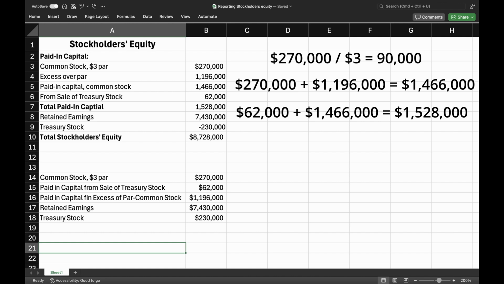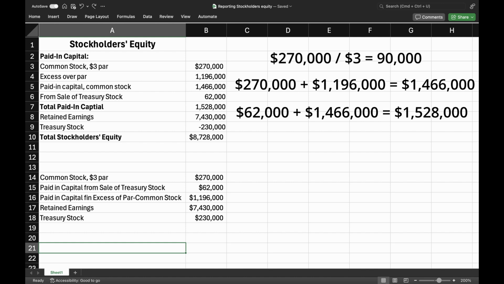Underneath the total paid-in capital, you have the retained earnings account, and from the information given, we know that the balance of this account is $7,430,000. Underneath this is the treasury stock account, and we have also been given the balance of this account, and it is $230,000. However, this balance is negative, as some form of debt is always used to pay for the stock that is reacquired into the treasury stock account. Because of this, an entry that diminishes equity is required. Therefore, in this case, the balance of the treasury stock account is negative $230,000.